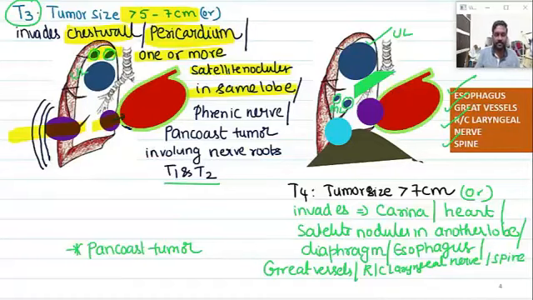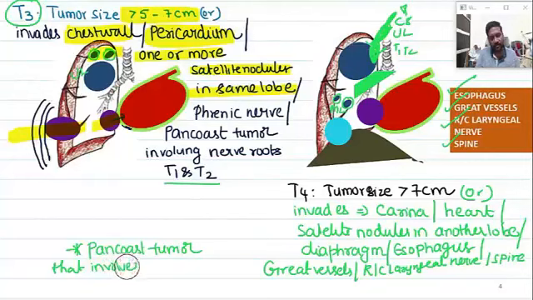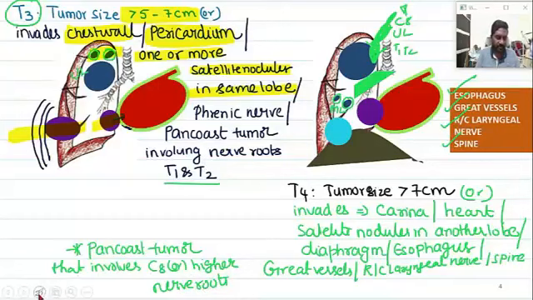So higher than that. Suppose this is a Pancoast tumor at the lung apex, so it can involve T1, T2. If it extends further, it can involve C8. Still further, it can involve higher roots. So a Pancoast tumor that involves C8 or higher nerve roots. So this is with respect to T4.